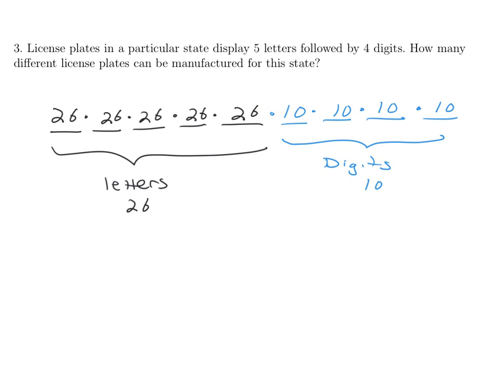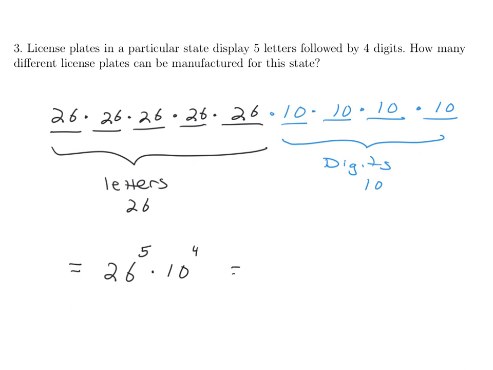You can simplify this and write it as, all right, this is 26 to the power of 5. That's because there's 5 of these in a row. And to that, you're going to multiply by 10 to the power of 4. And that's because there are 4 10s in a row. I'm going to enter this into a calculator just to see what the expression is. So that's 26 to the power of 5 times 10 to the power of 4.